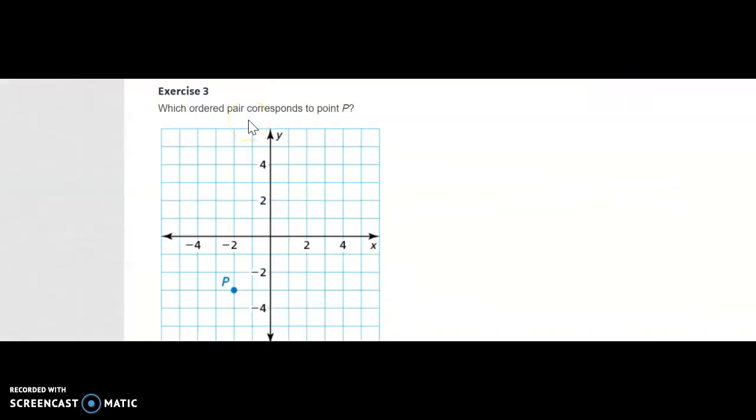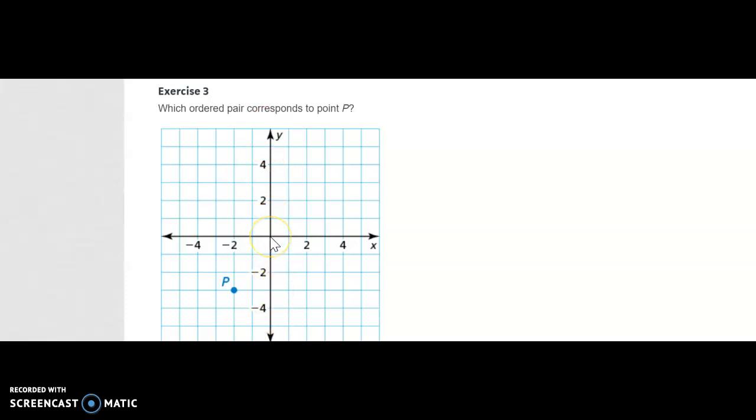Okay, so which ordered pair corresponds to point P? So here we have this 0 right here, this point where they intersect is 0. If we go this way on the number line, we're going positive, and this is our x. If we go this way, it's negative. If we go up, it's positive on the y. If we go down, it's negative.